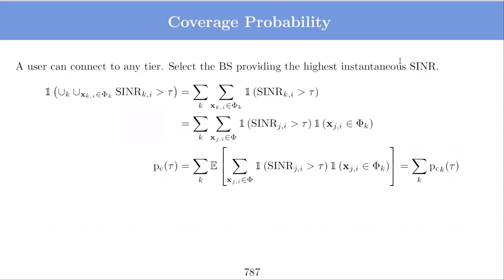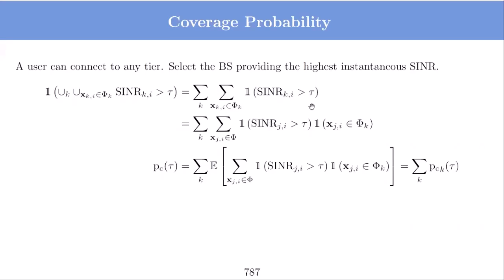So how do I compute the coverage probability? If we assume the instantaneous SINR-based association, then this result is still true that for tau greater than 1, the union over all tiers and all base stations is the same as the sum over all the base stations of the indicator that SINR is greater than tau. Now what I want you to look at here is that I go to each tier and to each base station of the tier and ask if the SINR provided by it is more than tau or not.